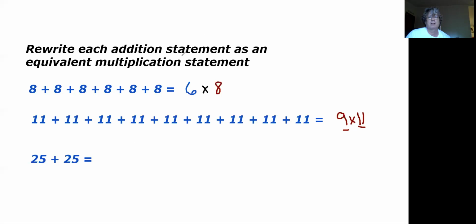If I look at this next example, 25 plus 25, notice how we have 2 groups. So we have 2 groups of, or times, 25. 2 groups of 25, 2 times 25.